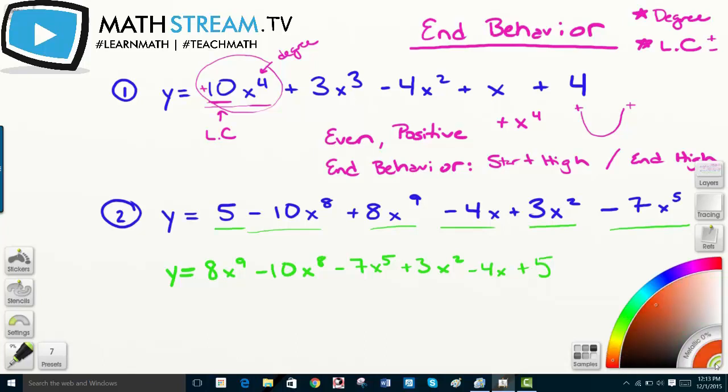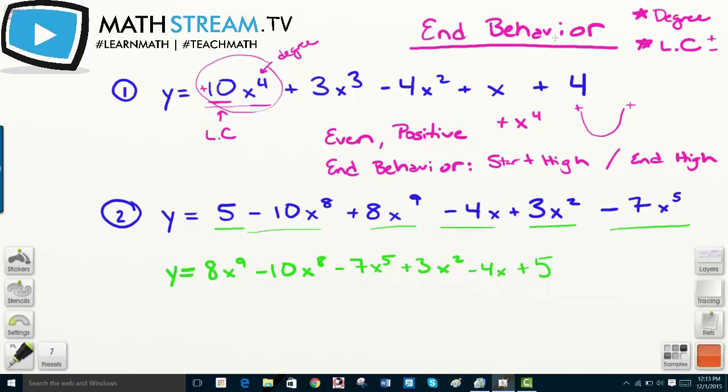Okay, now we ask ourselves the question, what is the end behavior? We need to know two things. We need to know the degree and the leading coefficient. So let's look at our leading term. The degree is 9. That makes it an odd function. And the leading coefficient is positive 8. So the degree is 9 and the leading coefficient is positive.